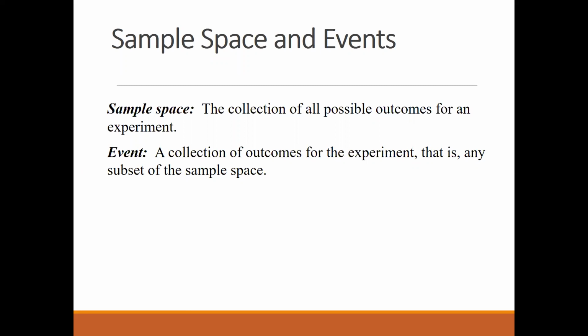Now let us go ahead and see some terminologies. The first one is known as your sample space. That is nothing but your total outcomes. All the possible outcomes will be known as your sample space. And what is an event? Any one of these outcomes occurring is known as an event. A subset, you can call it. Clear?